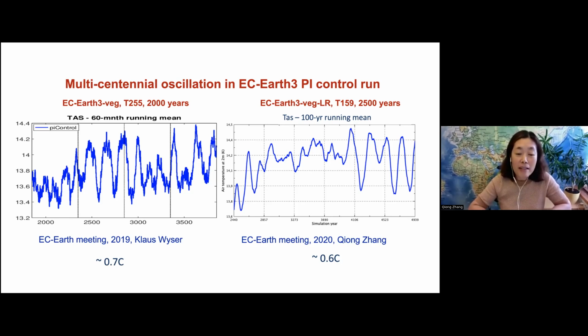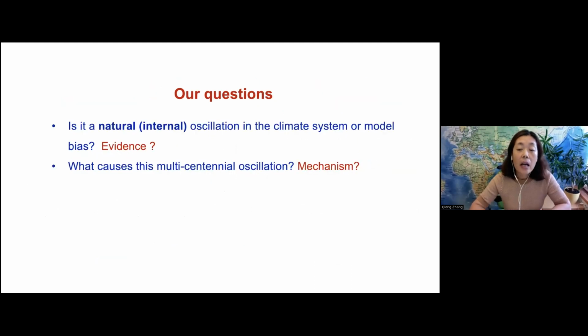We wanted to maybe suppress this, or see whether it is our model bias or whether it also exists in other models. So we had these questions after the meeting: does this oscillation really exist in the climate system, or is it a bias? We need to look for proxy data for some evidence of whether this really exists in the system, and then we want to know what the mechanism is, what caused this multi-centennial oscillation.